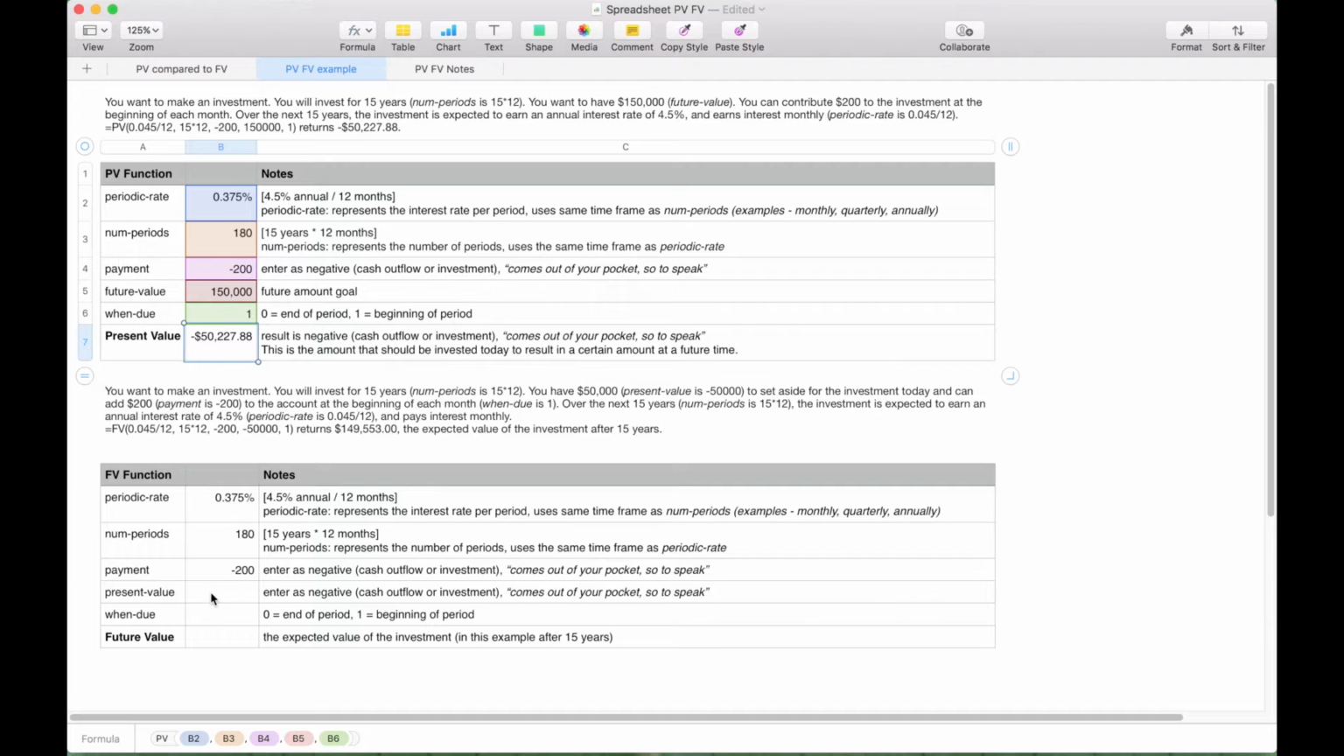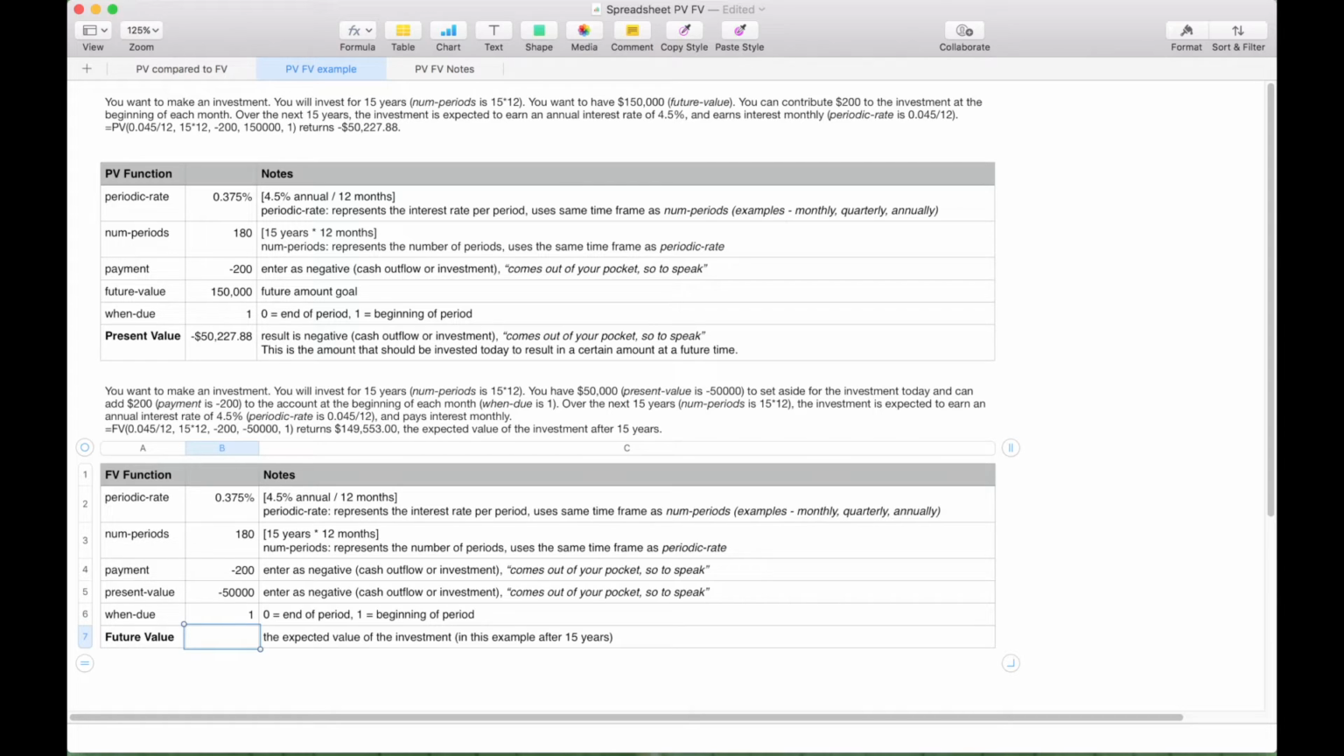Okay? So back to our future value function, the present value, let's go ahead and put in a cash outflow or investment number of negative 50,000. And again, we're going to make our payments at the beginning of the month, so we'll put in a 1. And now let's call up our future value function.